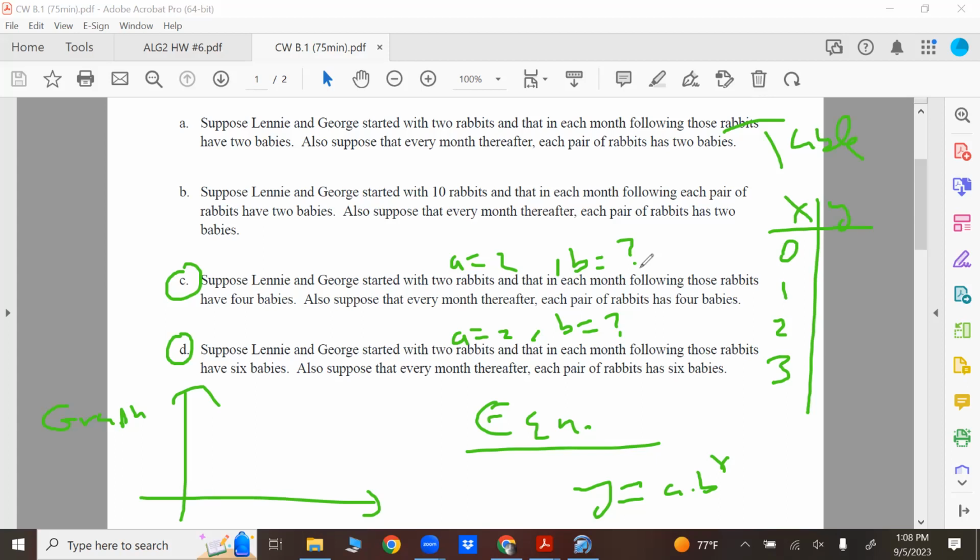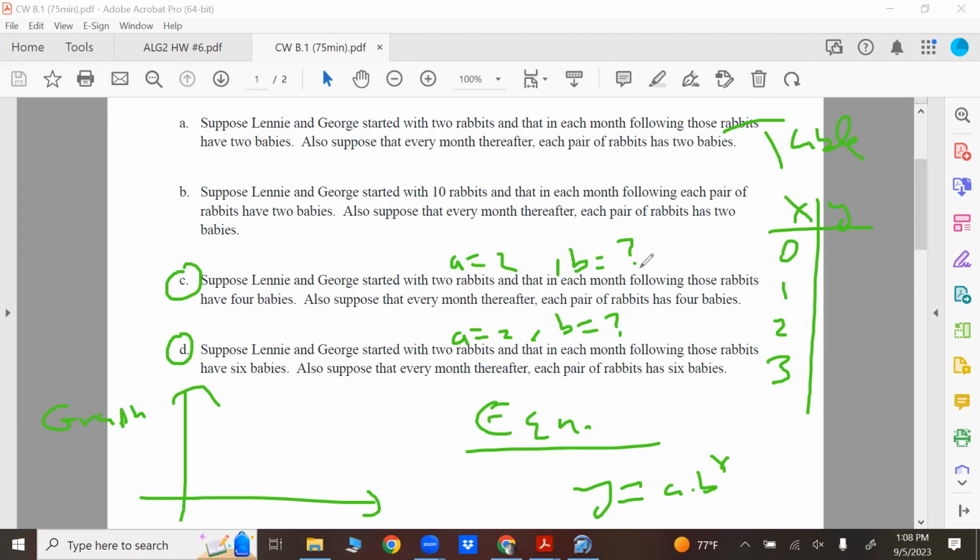So y equals 2 times 2. It's every 2 4 days. Okay, so make sure you guys can see the pattern for this one. I don't know. Yeah, go ahead.